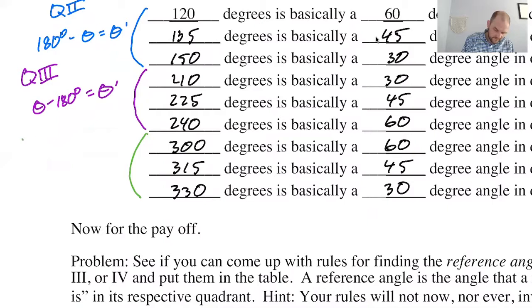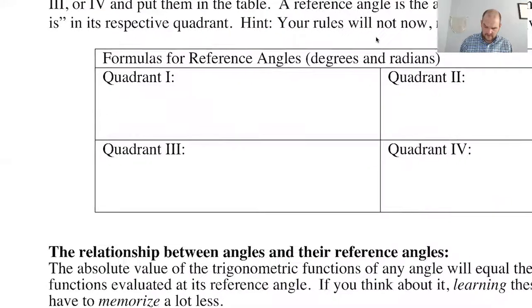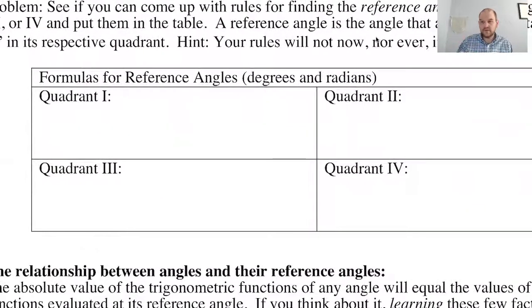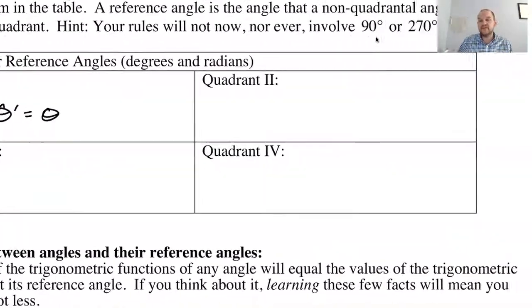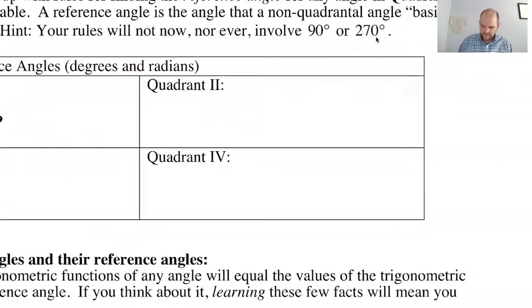So in general, in quadrant 4, 360 minus whatever theta is will give us theta prime, the reference angle. So let's go down here and write our formulas. In quadrant 1, the angle and the reference angle are actually the same, so there's really nothing to do. I'm going to say here, theta prime, the reference angle, is just equal to theta. Nothing exciting about that one. And we don't even need to distinguish radians and degrees. Let's take a look at the next one.